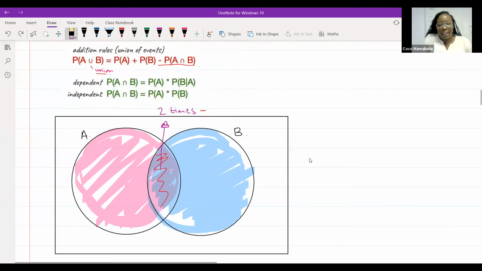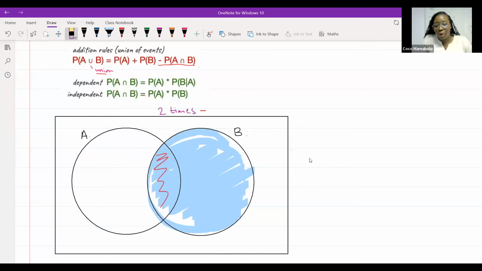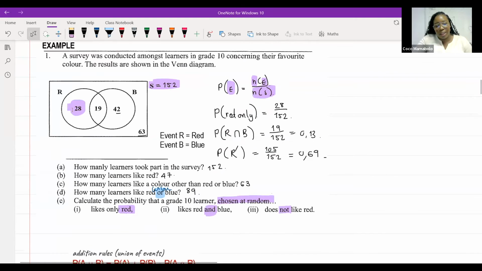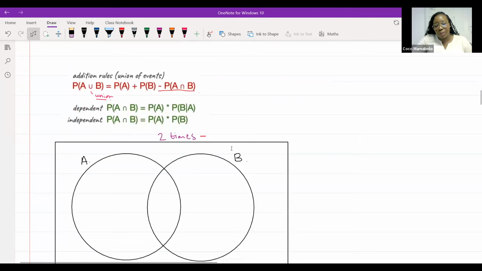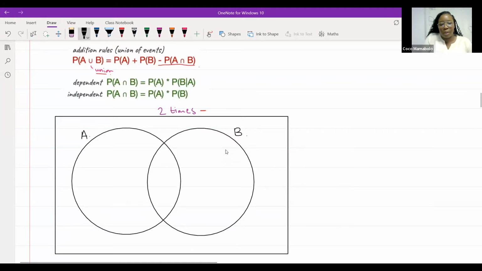Look, now I'm erasing everything. Let's talk about this. If I'm calculating the probability, let's say, for instance, we're talking about the kids up here. 28, 19, and 42. If I add all of these numbers up, somebody add up quickly for me. 28, 19 plus 42, how much?